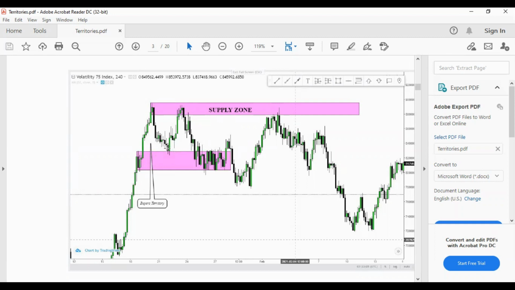You can see what happened. Price came and bounced from this area and went up to this area. We label this area supply because you can clearly see how price dropped from it, showing that there was some rejection in this area. So we have to be careful when buying around these areas, especially here.